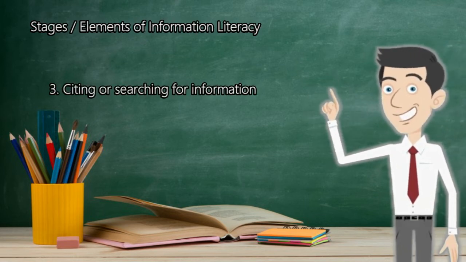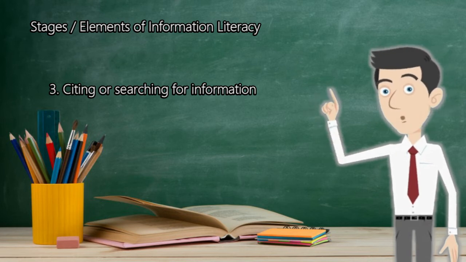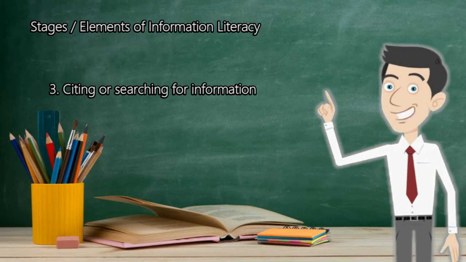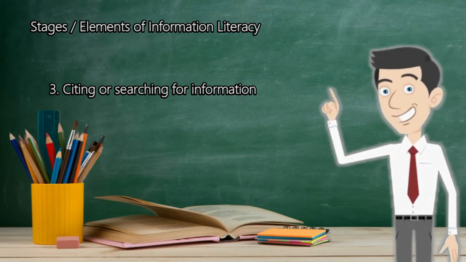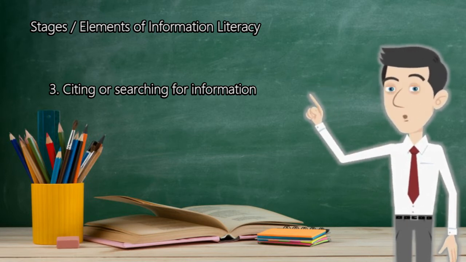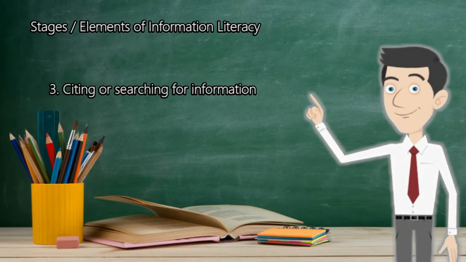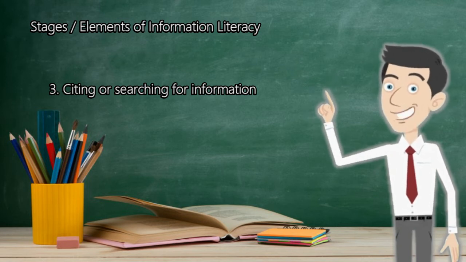Citing or searching for information. How will you justify and find information? If you copy information from a book, you will write the author of the book, and when and where the book was published. But if you copy information from the internet, you write the link of the website in order to acknowledge the author.